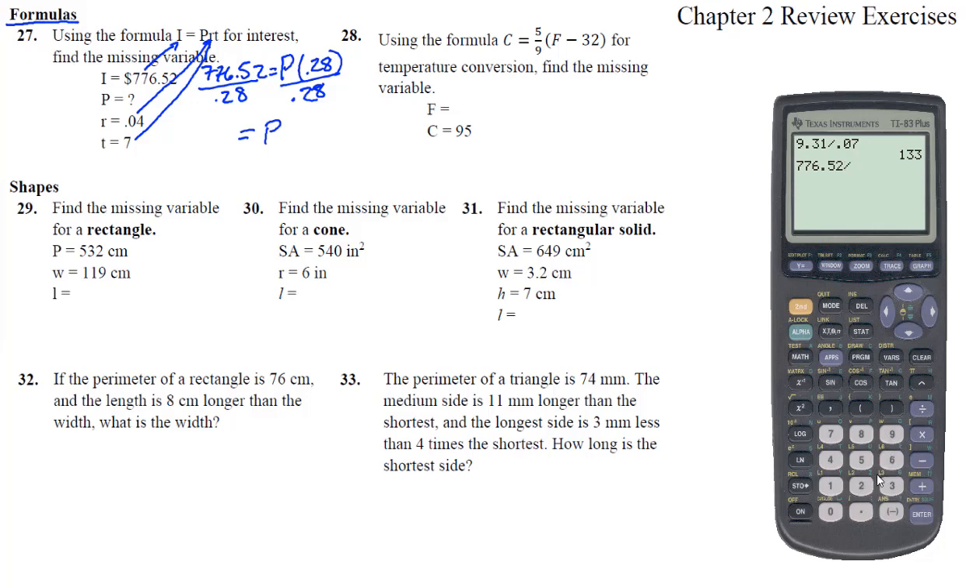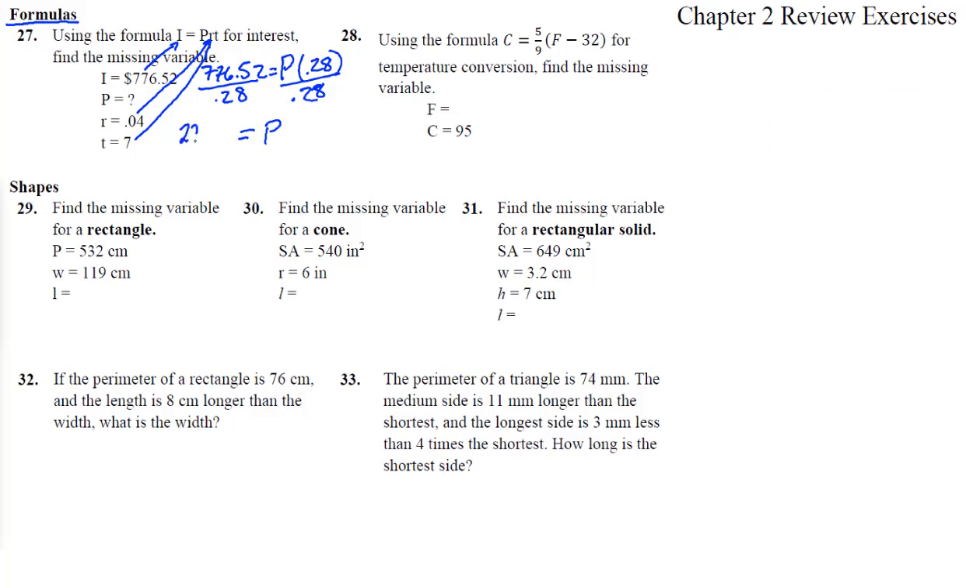776.52 divided by 0.28, 2773.29 if we round appropriately. 2773.29. And that's probably dollars and cents. Let's label that guy right there. Oh, good. Okay, so the next one is number 28.